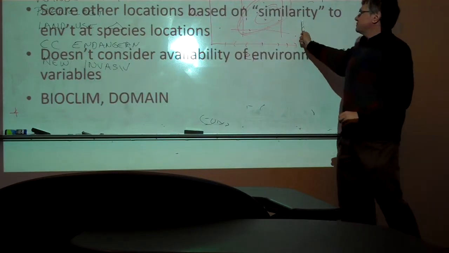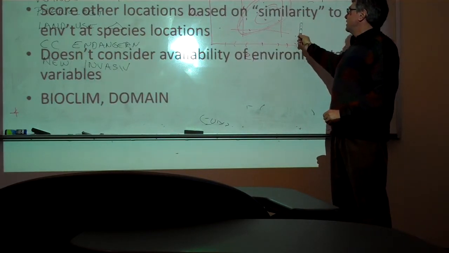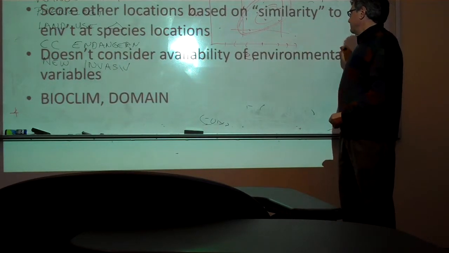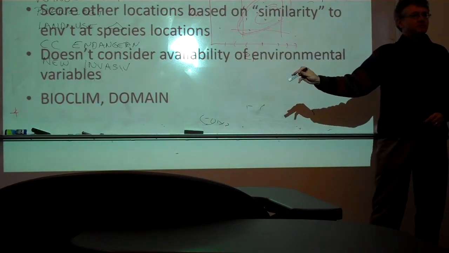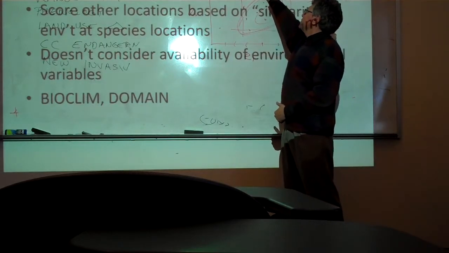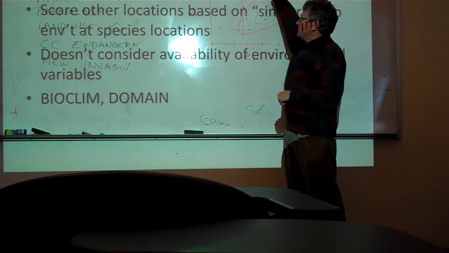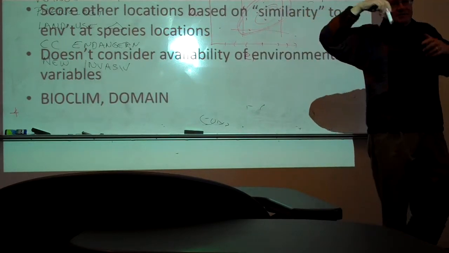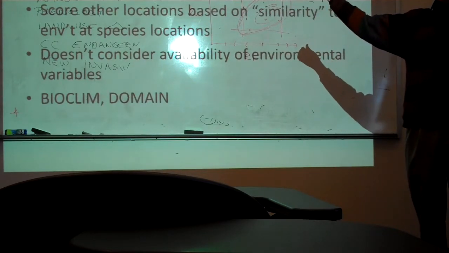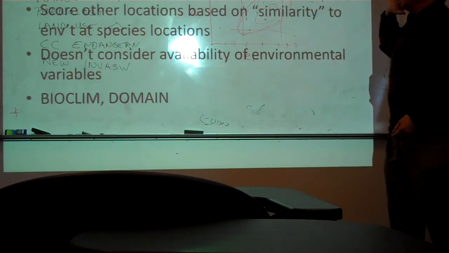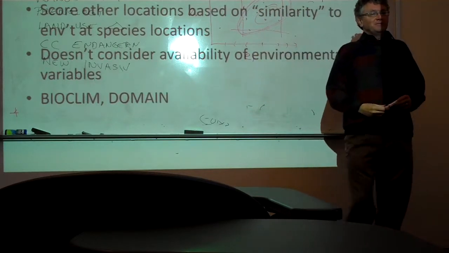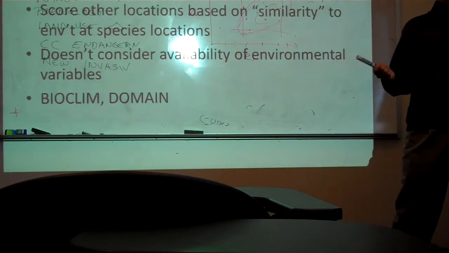So one thing about this approach is that it doesn't take into account the availability of these environmental variables. It could be that the reason there are so few observations of the species with this really high value of E2 is that in the landscape there's only a couple of places that have high values of E2. So we actually don't know whether or not this is just a random sample of what's available out there.